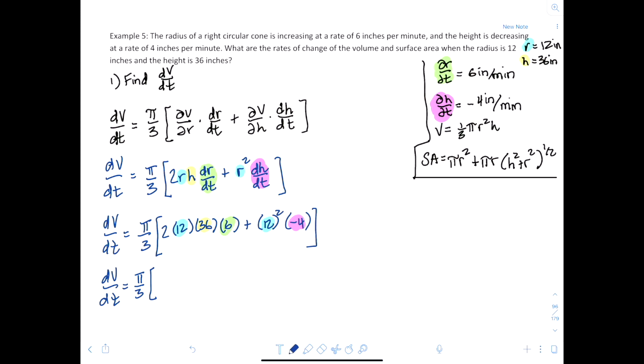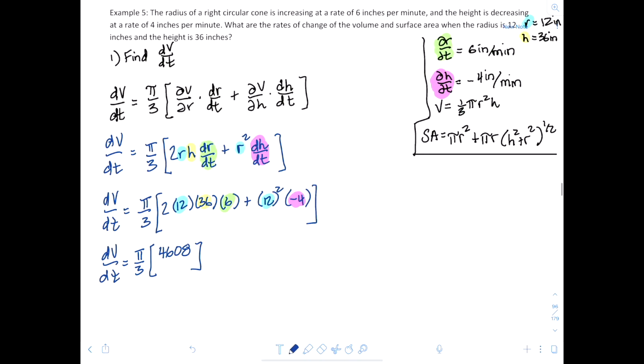So I get 4608 here. Then dV/dt will equal, if I divide that by 3, we get 1536. So exactly 1536 pi, and that's in inches per minute. So this would be inches cubed per minute. Cool, cool? All right, so these aren't too terrible.